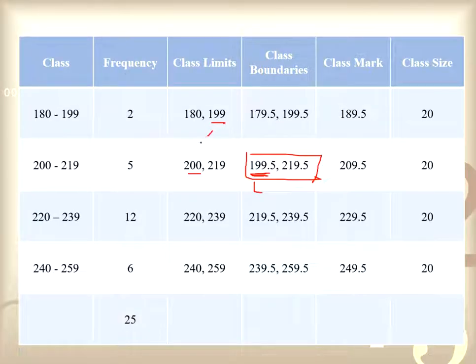So, pag-add din natin itong dalawa. Anong sagot? So, 199 plus 200 divided by 2, 199.5. Okay? Next, ito namang upper class limit.